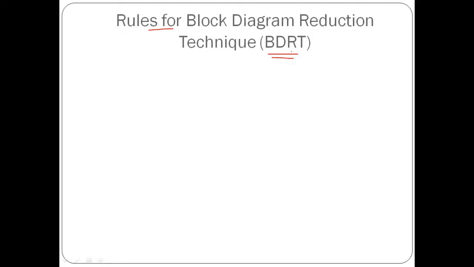In the same way, suppose you have two or more than two blocks connected in parallel, how do you identify whether they are connected in parallel, and suppose they are connected in parallel, how do you club them into an equivalent single block. In the same way, how do you apply elimination of feedback path.